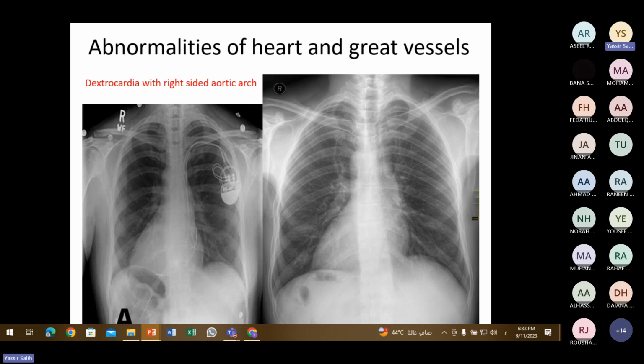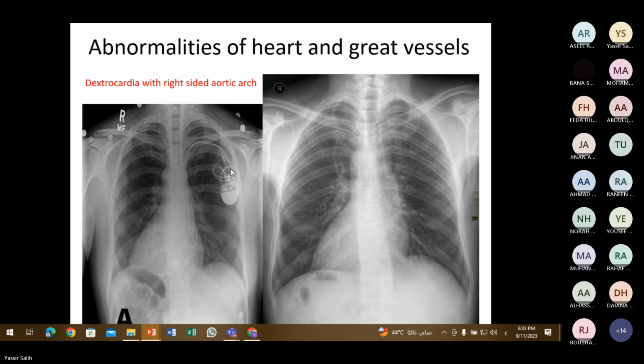So there is a situs inversus اللي هي transposition of the organs. يعني the liver in this patient is usually on the left and the spleen on the right, the stomach on the right, and there is a dextrocardia and there is a right-sided aortic arch.